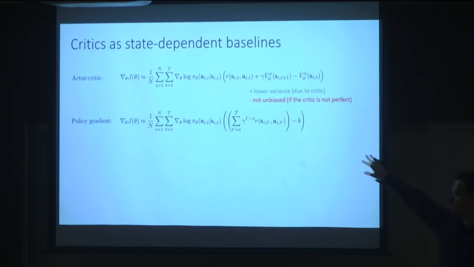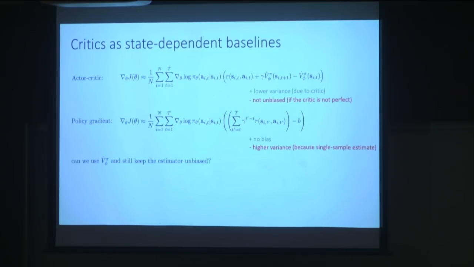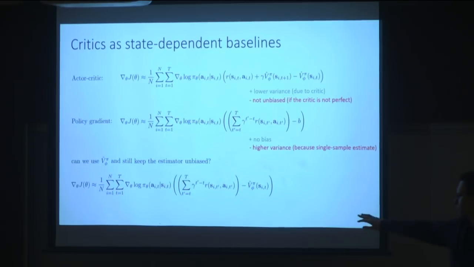The estimator that we had before, when we talked about policy gradient on Wednesday, was unbiased, but of course has higher variance because it's a single sample estimator. So can we use a critic and still have an unbiased policy gradient? It turns out that we can. We can use V hat pi and still keep the estimator unbiased. One of the ways to do that is to use it as a baseline. You'll all prove in homework 2 that using a state-dependent baseline is just as unbiased as using a constant baseline, and this is actually fine.